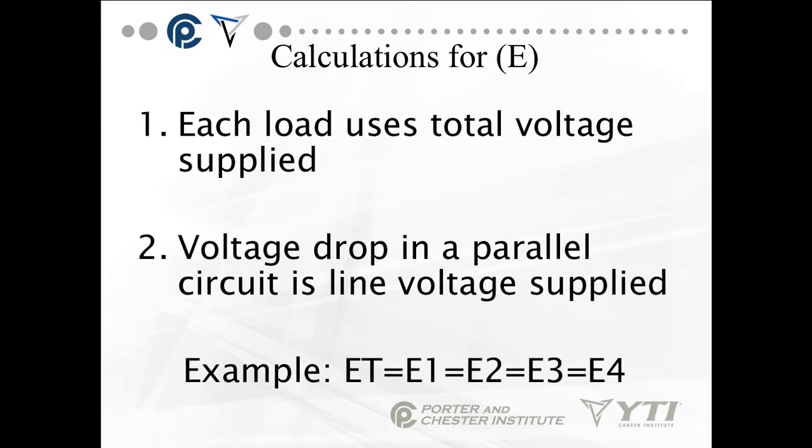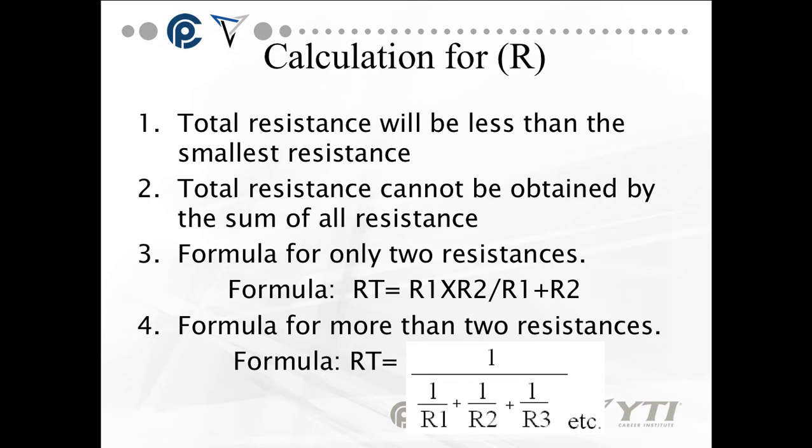Each load uses total voltage supplied, unlike the series circuit. Voltage drop in a parallel circuit is whatever line voltage is. So total voltage is the same. E1 equals E2 equals E3 equals E4. Total resistance will be less than the smallest resistance. Total resistance cannot be obtained by adding all of them together. Okay, you have to use a formula for parallel circuits and resistances.